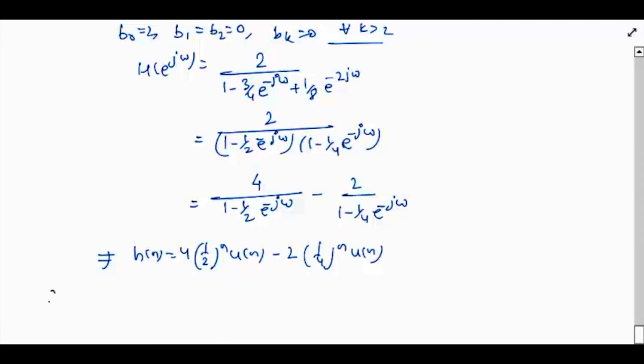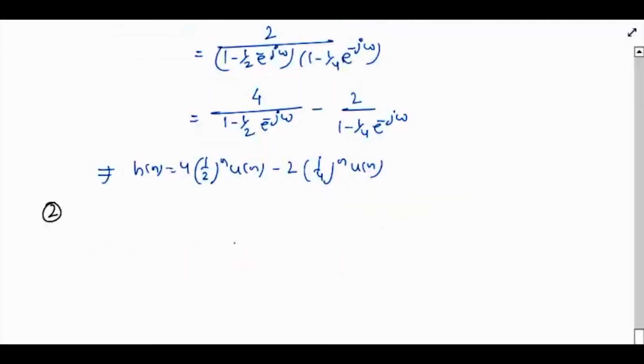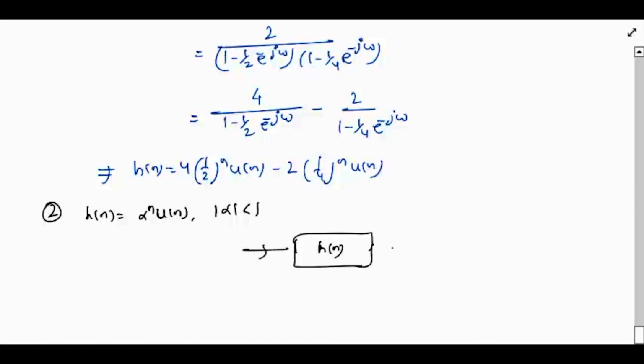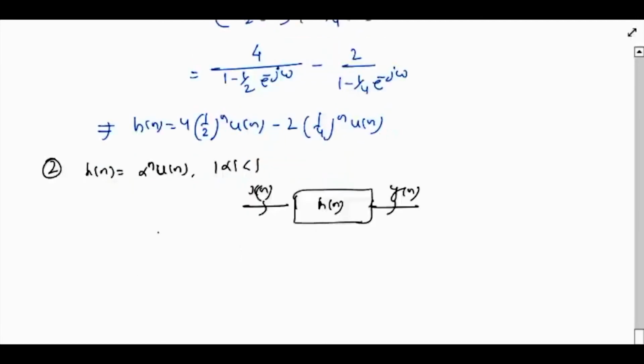Okay, let's see another example. Now we are given an LTI system whose impulse response is h[n] equals alpha to the n u[n], where the modulus of alpha is less than 1. So we have an LTI system whose impulse response h[n] is as given here, and we need to find a relation between input and output of the system. Okay, notice that H(e raised to j omega), that is the Fourier transform of the impulse response, also called the frequency response, is 1 over 1 minus alpha e raised to minus j omega.